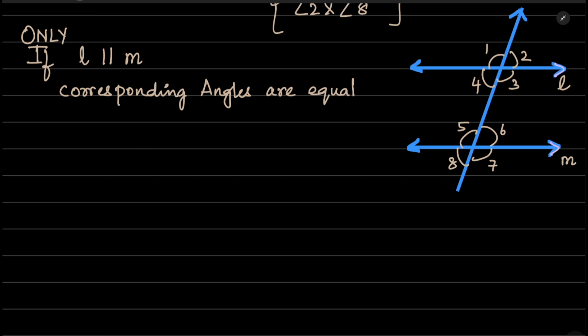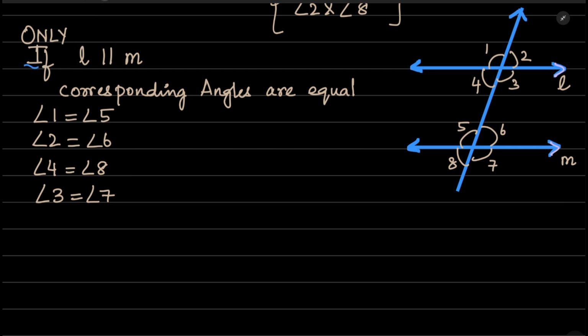Now, as I told you, how will you find out which are your corresponding angles? Your 2 and 6, 1 and 5, right? So 1, 5. These are corresponding angles. So angle 1 is equal to angle 5. Then angle 2 is equal to angle 6. Angle 4 is equal to angle 8. And then angle 3 is equal to angle 7. Okay, this is only applicable if L is parallel to M.